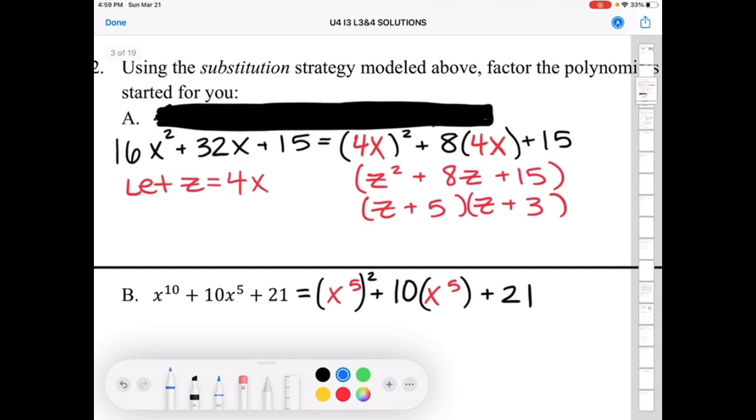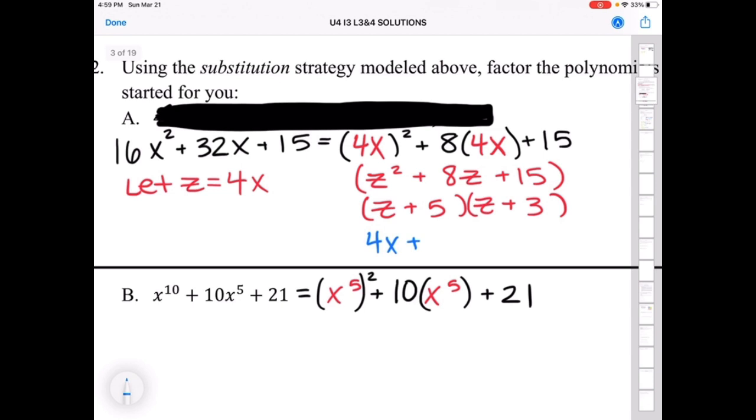Now I've got to resubstitute this 4x for z. So I'm going to have 4x plus 5 times 4x plus 3. And this should be the full factorization.